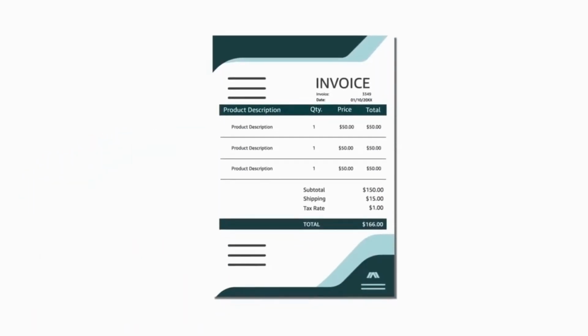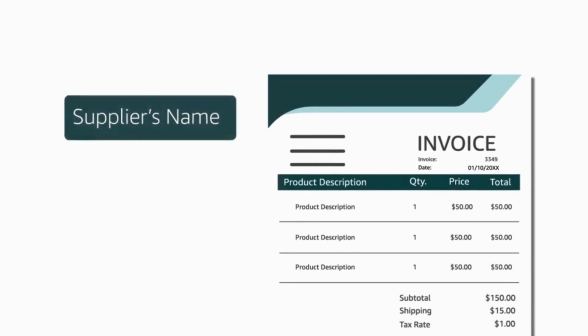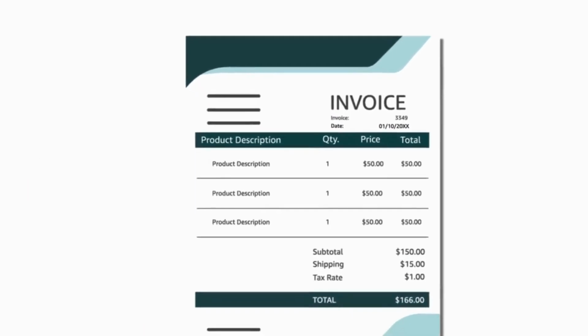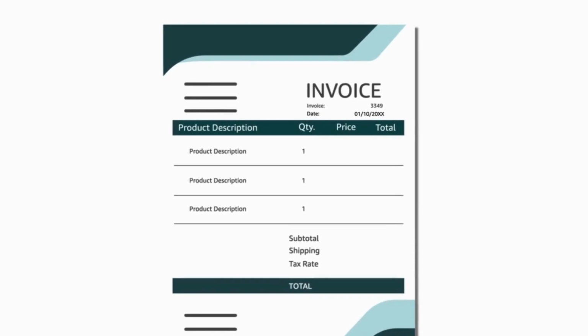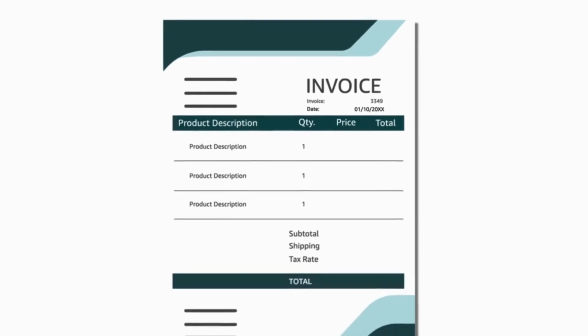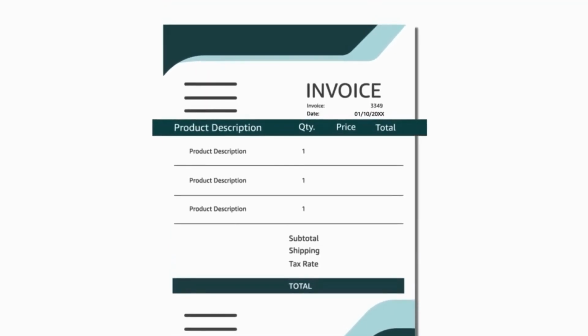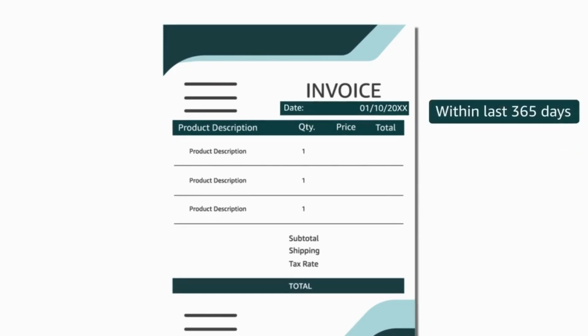Invoices will have key pieces of information, such as the supplier's name, address, and contact details. You may remove pricing information when providing these documents to Amazon, but the rest of the documents must be visible. The document should have an itemized list of products with description and quantity for the items you have purchased. It should also be dated within the last 365 days for any products you intend to sell in new condition.